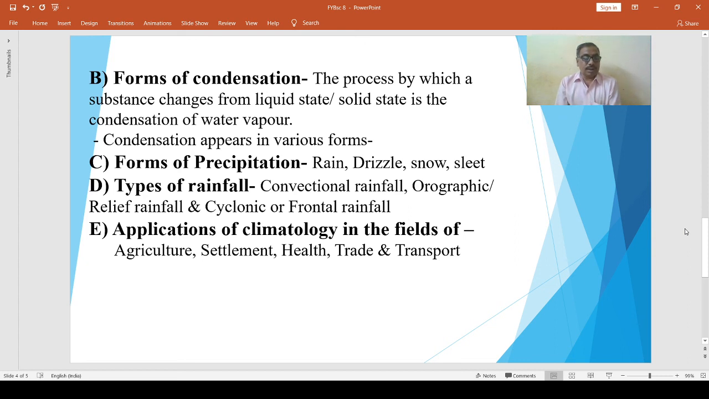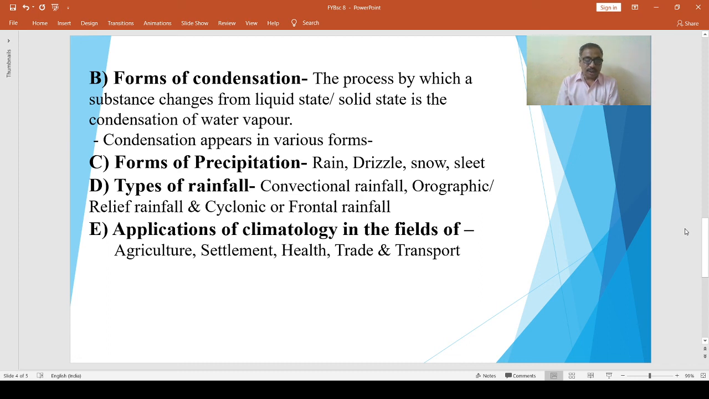Then the application of climatology in the field of trade and transport. Climate change may alter countries' comparative advantages and lead to shift in the pattern of international trade. Climate change may increase the vulnerability of the supply, transport and distribution chains upon which international trade depends.